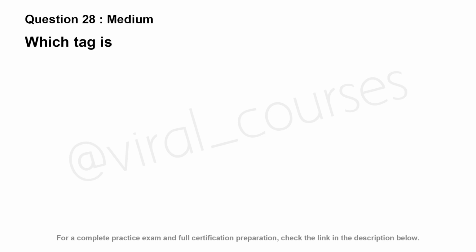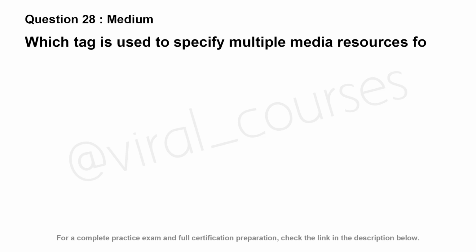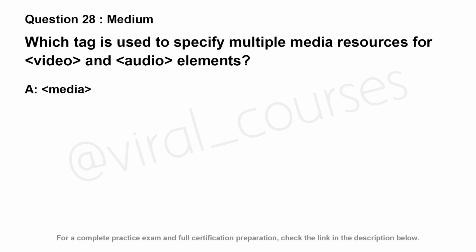Which tag is used to specify multiple media resources for <video> and <audio> elements? Option A, <media>. Option B, <link>. Option C, <source>. Option D, <file>.